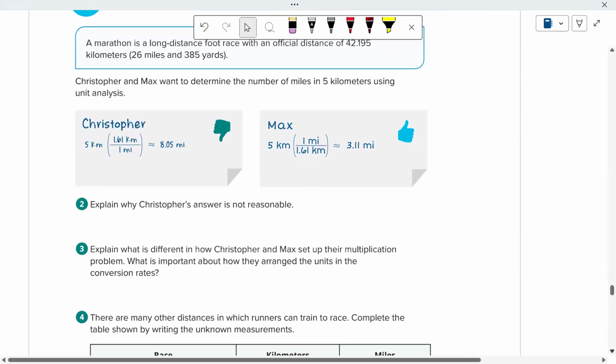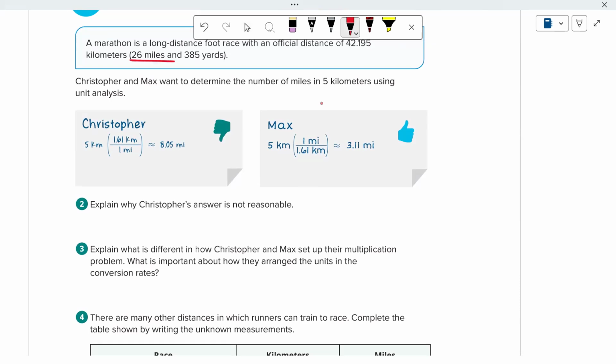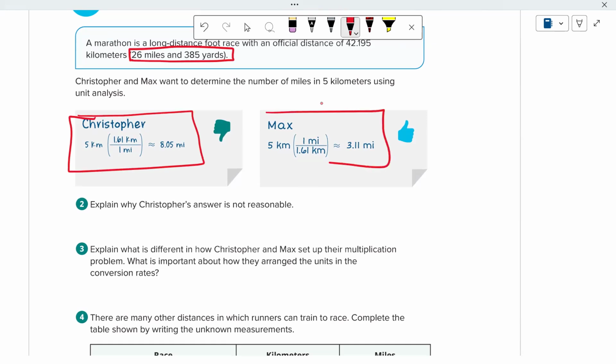All right. A marathon is a long distance foot race with an official distance of 42.195 kilometers, 26 miles, and 380 yards. This is Christopher's method. This is Max's method. Notice I see an up and down thumb. Explain why Christopher's answer is not reasonable. It's pretty obvious why his isn't reasonable if you just observe it. First of all, the units are not even going to cancel. There is no unit cancellation.